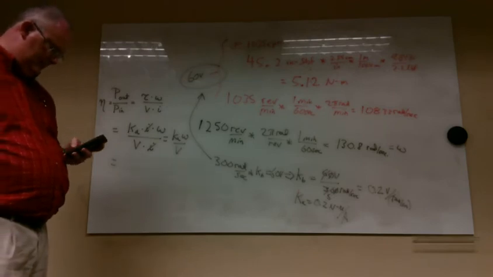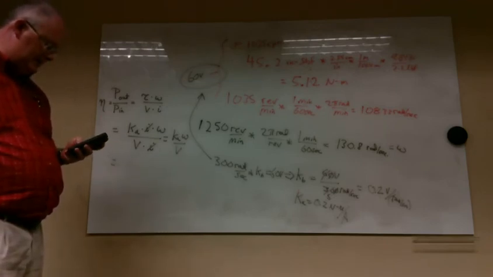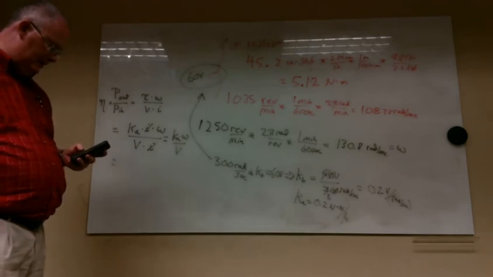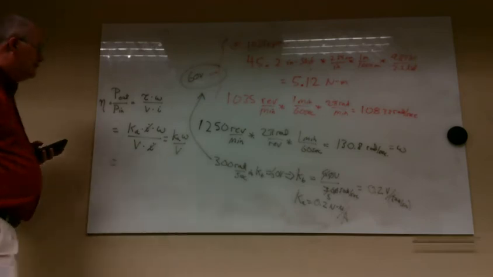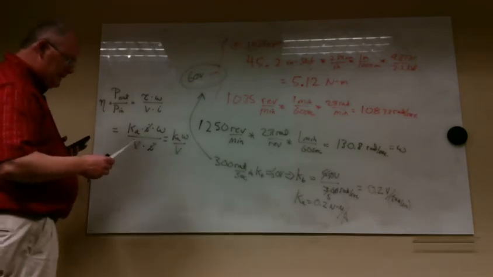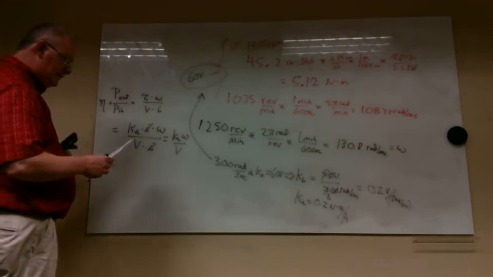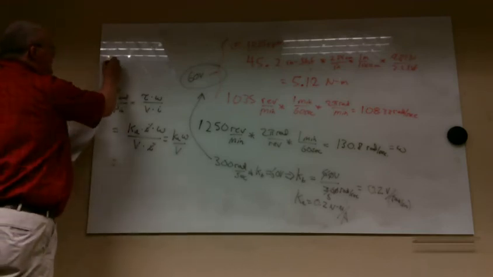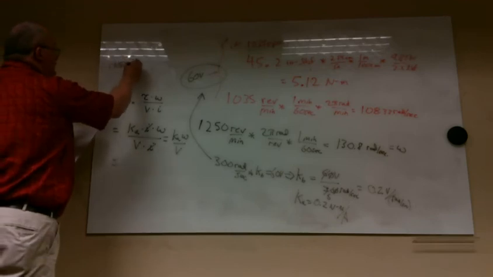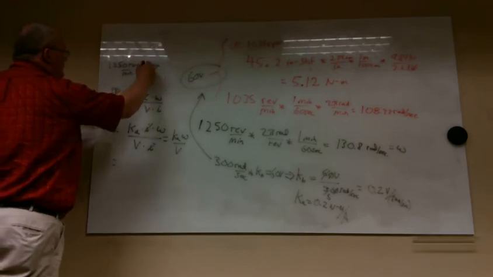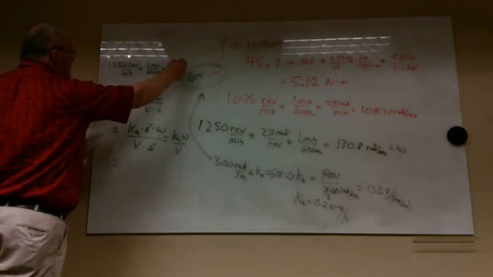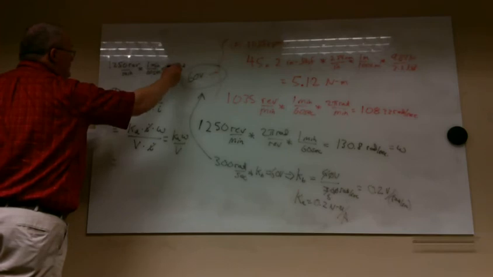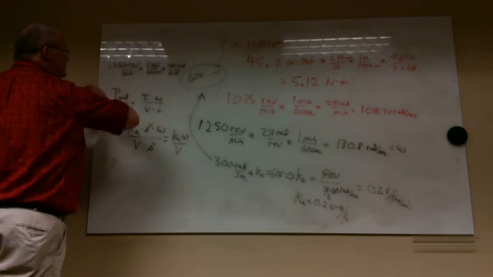So what do we have? 60 enter 300 divided by 0.2. Just wanted to double check in case I screwed up on that. And so the question is asking, at 35 volts, a speed of 1250 RPM. 1250 rev per minute times 1 minute over 60 seconds times 2 pi radians per rev.